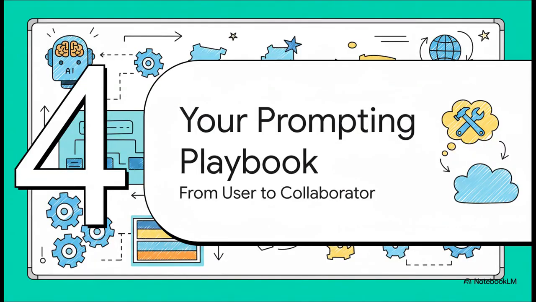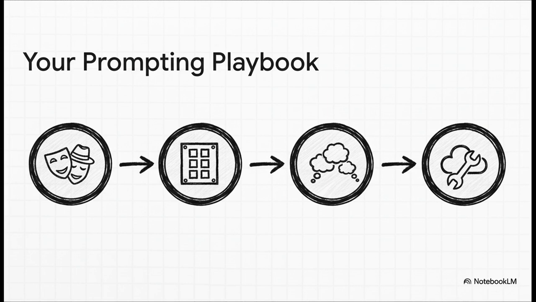Okay, let's pull all of this together. When you start mastering these patterns, you're not just getting better answers, you're fundamentally changing your relationship with the AI. You stop being someone who just asks questions, and you become a director, guiding a really powerful collaborator. So here it is, your new prompting playbook, all boiled down. First, you set the persona. Who is the AI? Then, define the output with a template. What should the answer look like?